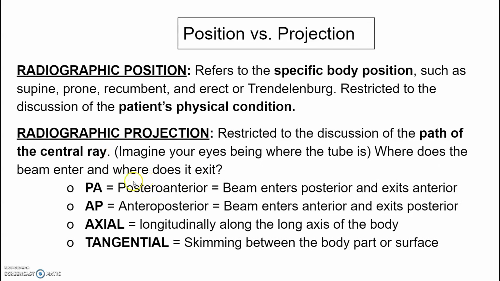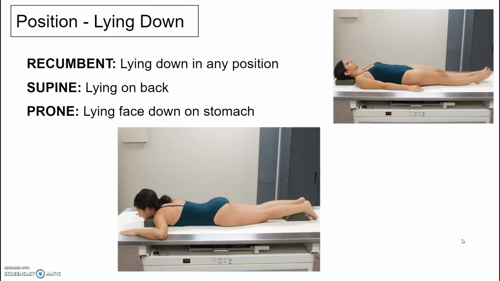So here's some examples. PA, posterior anterior: the beam enters the posterior part of the body, exits the anterior. AP is the reverse, enters anterior, exits posterior. Axial is going longitudinally along the long axis of the body, and tangential is skimming between the body part or surface.